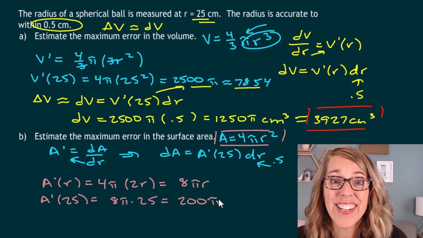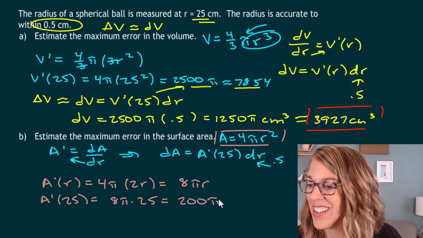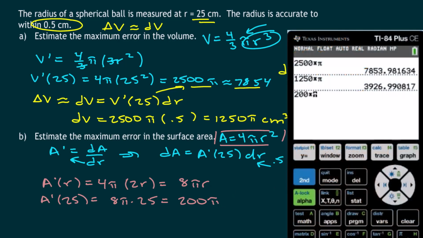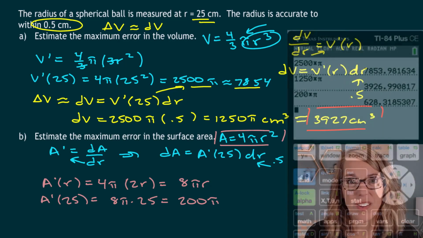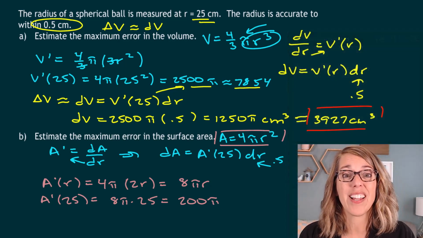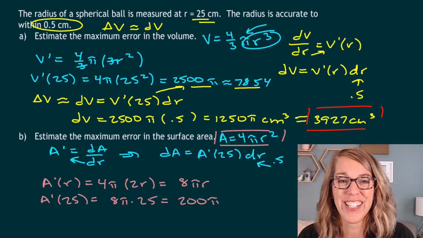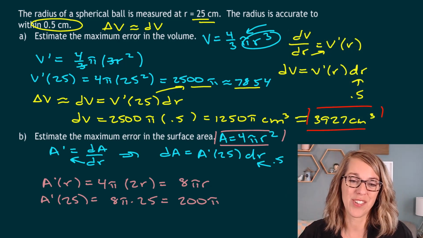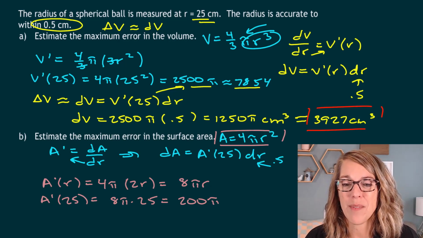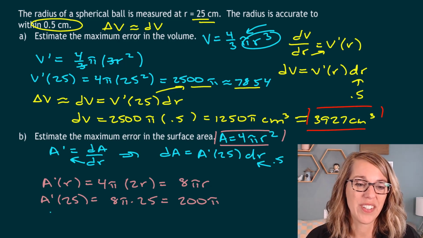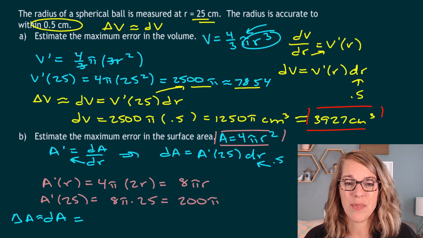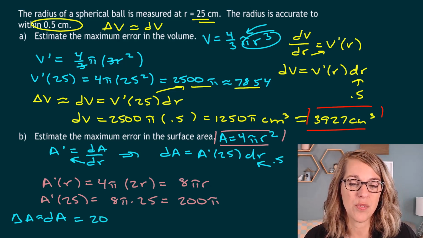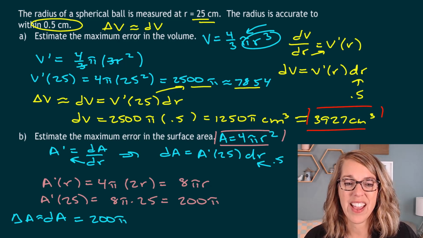I can also put this one into my calculator to get an approximation. So 200 times pi, and that would be about 628.3. Now I'm not going to round at this point until I'm done. I don't want to round when I'm looking for an error, right? I don't want to introduce an additional error. So let's jump right back into that differential. So dA, which I'm using to approximate the actual difference in the surface area, is going to be equal to A prime of 25, that's 200 pi, times dr, that's going to be 0.5.